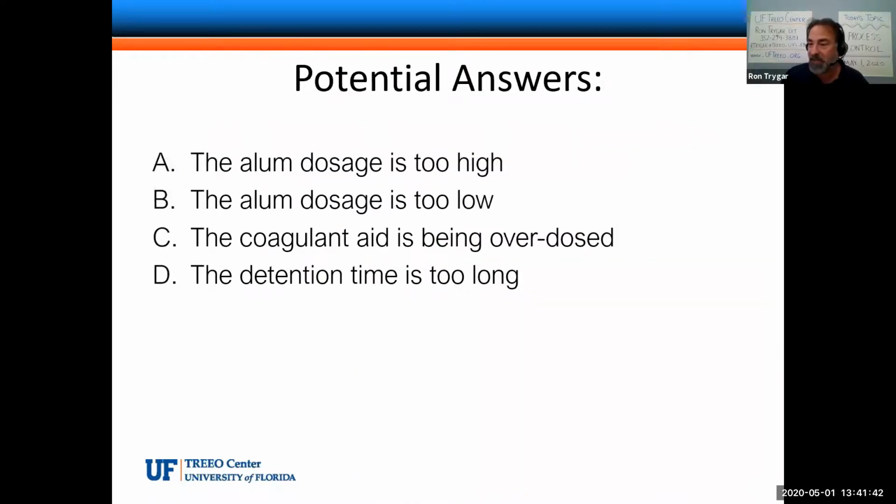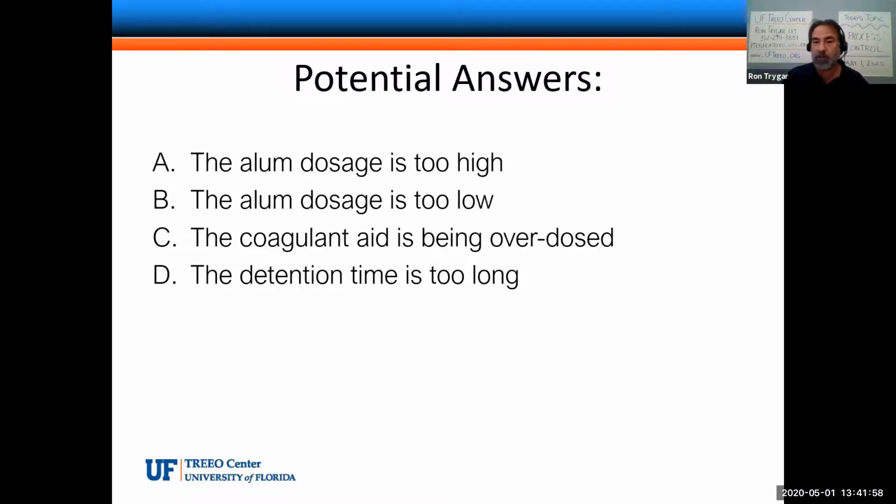So here's the potential answers. A, the aluminum sulfate dose is too high. B, the alum dose is too low. C, the coagulant aid is being overdosed. Or D, the detention time is too long.